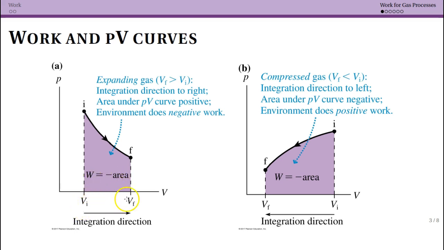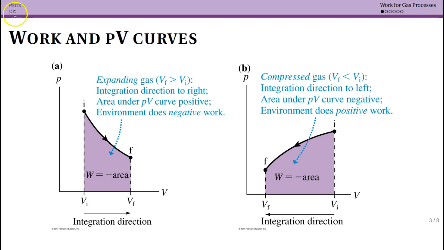So what that means is if your final volume is actually bigger than your initial volume, such that you're integrating on the v-axis from left to right, you actually have to say this is negative times the area. So even though we would typically consider this a positive integral, there's a minus sign in our equation. On the other hand, if we have an initial volume that is larger than the final volume, we would consider this a negative integral. However, there's a minus sign on the equation.